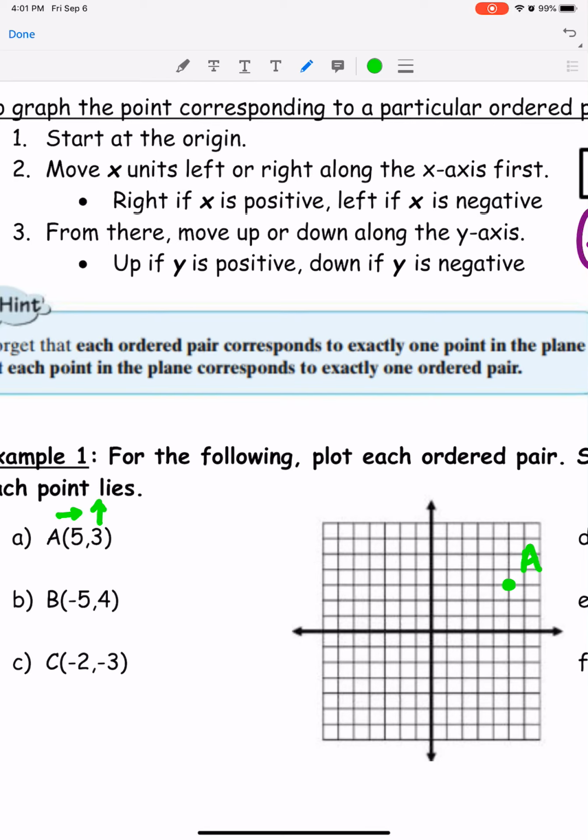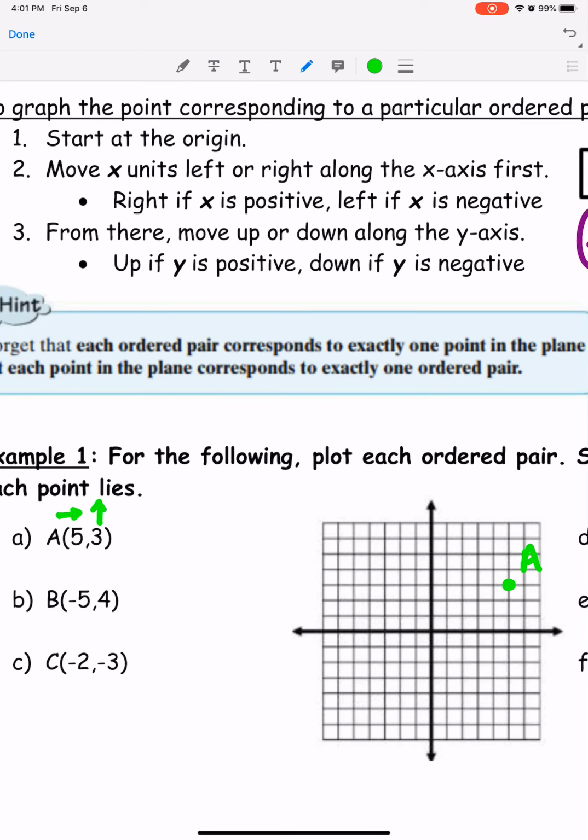Okay, our next one, now we've got (-5, 4). Remembering OU, I'm going over side to side, -5. So 1, 2, 3, 4, 5, and then up 4 on my Y. 1, 2, 3, 4. That's my point right there.